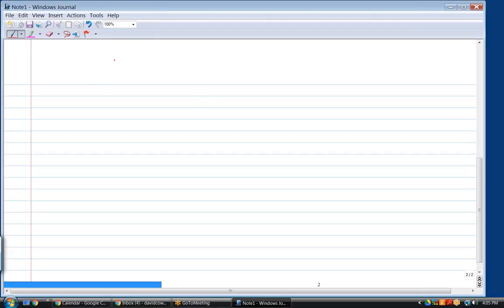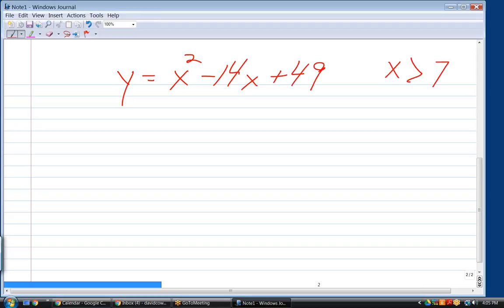F of x equals x squared minus 14x plus 49. And then x is greater than 7. Greater than or equal to 7, actually. Trying to find the inverse of this? Yeah. All right. Well, this is indeed a quadratic. And now let's do our first step.